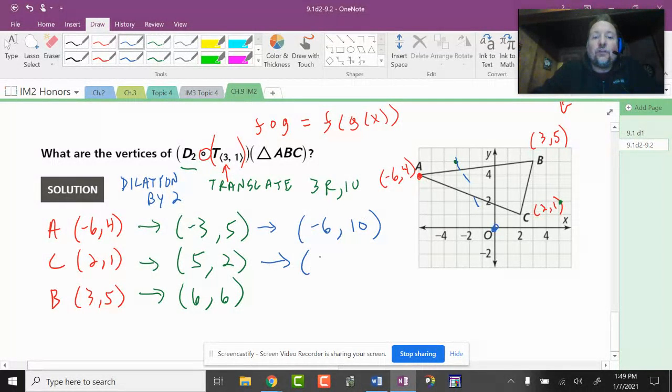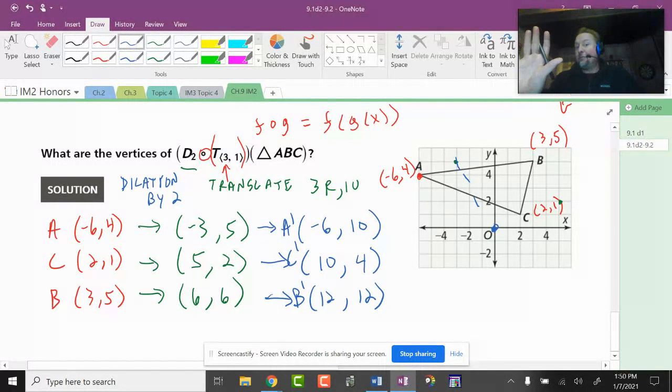And then if you were to draw this, you would see first the slid picture of this, then a picture that's twice in size. 2 times 5, 2 times 2 is 4. And then 2 times 6 is 12. And that is where A prime, C prime, B prime would end up when you're done with this.